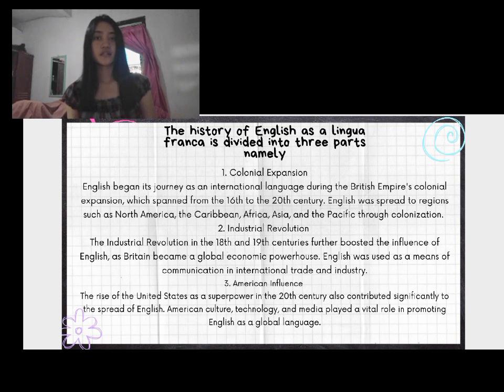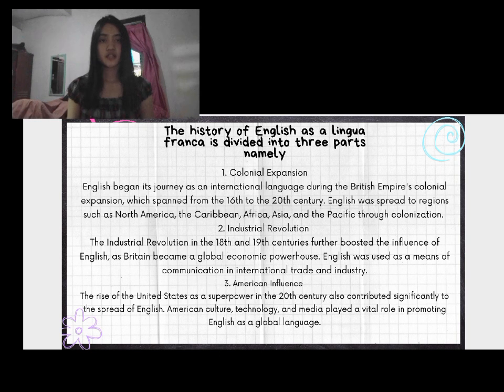The next one is post-war globalization. The post-World War II era saw the rapid globalization of business, diplomacy, and culture. English became the dominant language in international organizations like the United Nations, NATO, and the World Bank.